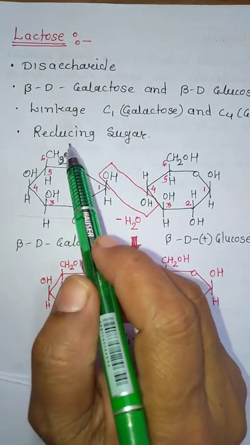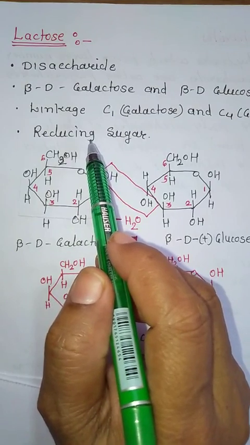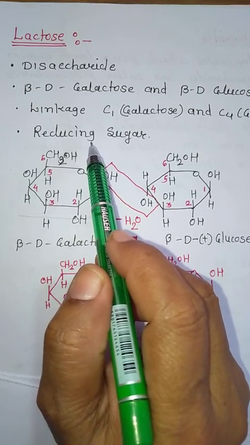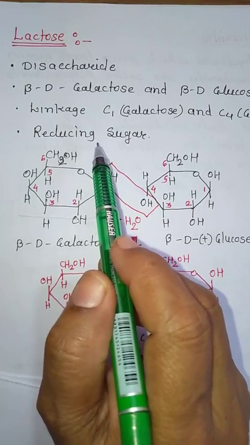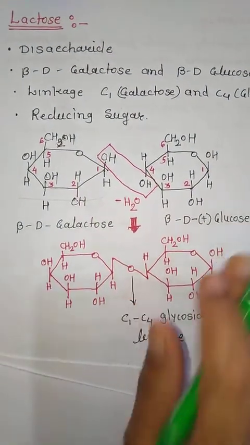Then it is a reducing sugar. As I told just now, a reducing sugar is that sugar which gives positive Tollens test and positive silver ammoniacal, means Tollens test it gives positive. ठीक है, now let us start with this structure.